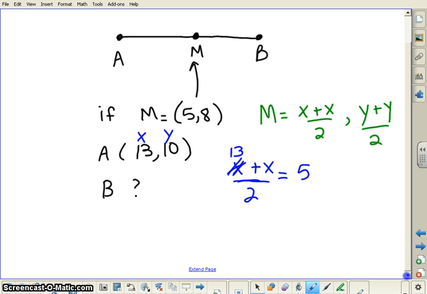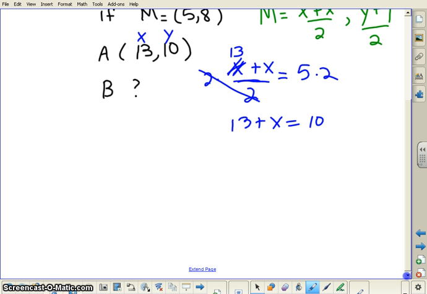So how do I get rid of fractions in the denominator? We only have one fraction. You multiply by that 2 on both sides. So 13 plus x equals 10. So what is x going to equal? Negative 3. So point B so far is at negative 3, comma, and now we've got to find the y.